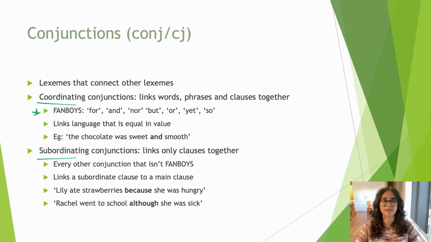So everything on this line is a coordinating conjunction, and there's no more coordinating conjunctions other than FANBOYS. Anything that doesn't fit within FANBOYS is a subordinating conjunction. So that's an easy way to remember it. FANBOYS or coordinating conjunctions link language that is equal in value. For example, the chocolate was sweet and smooth.